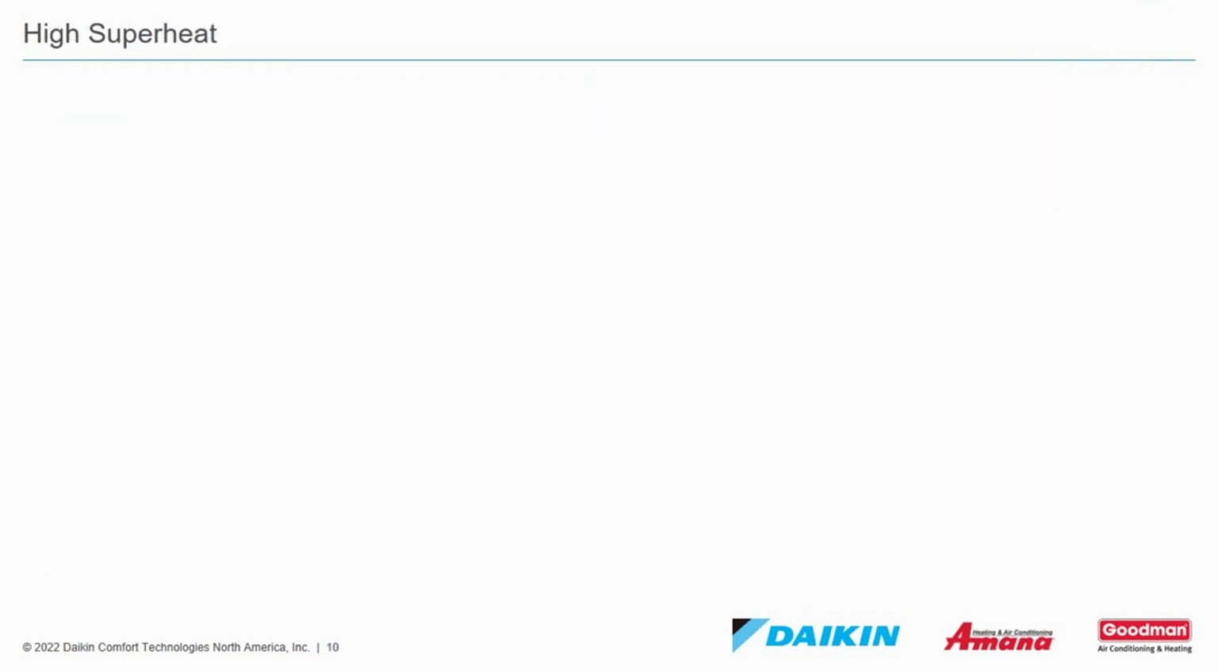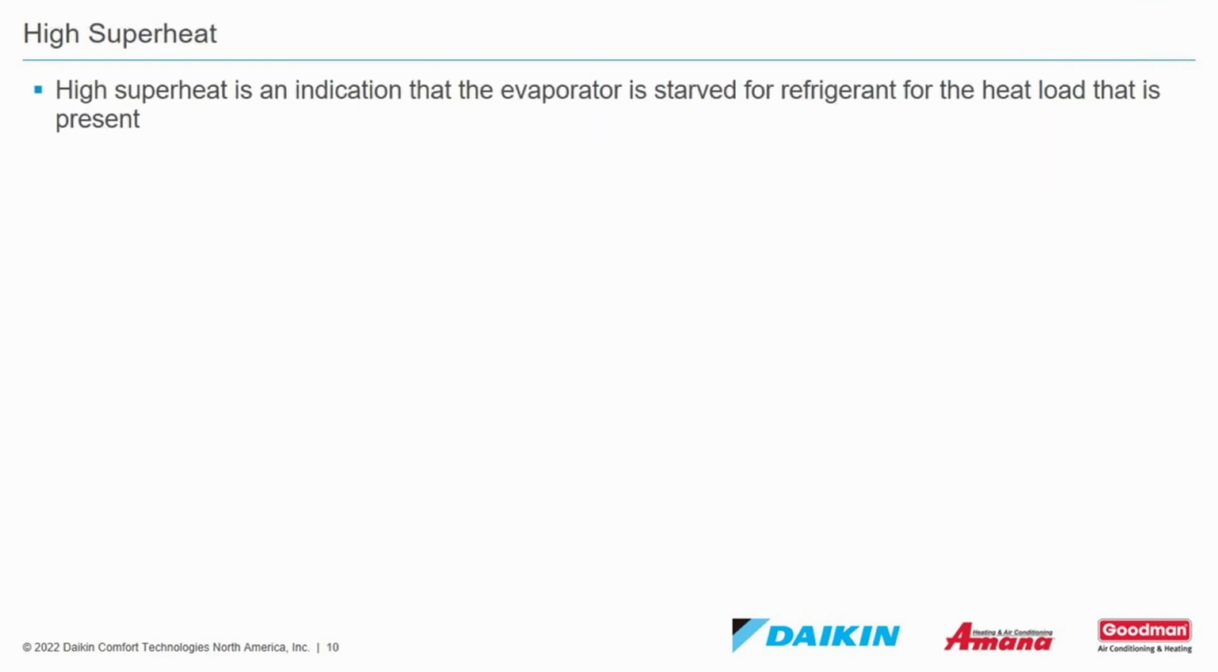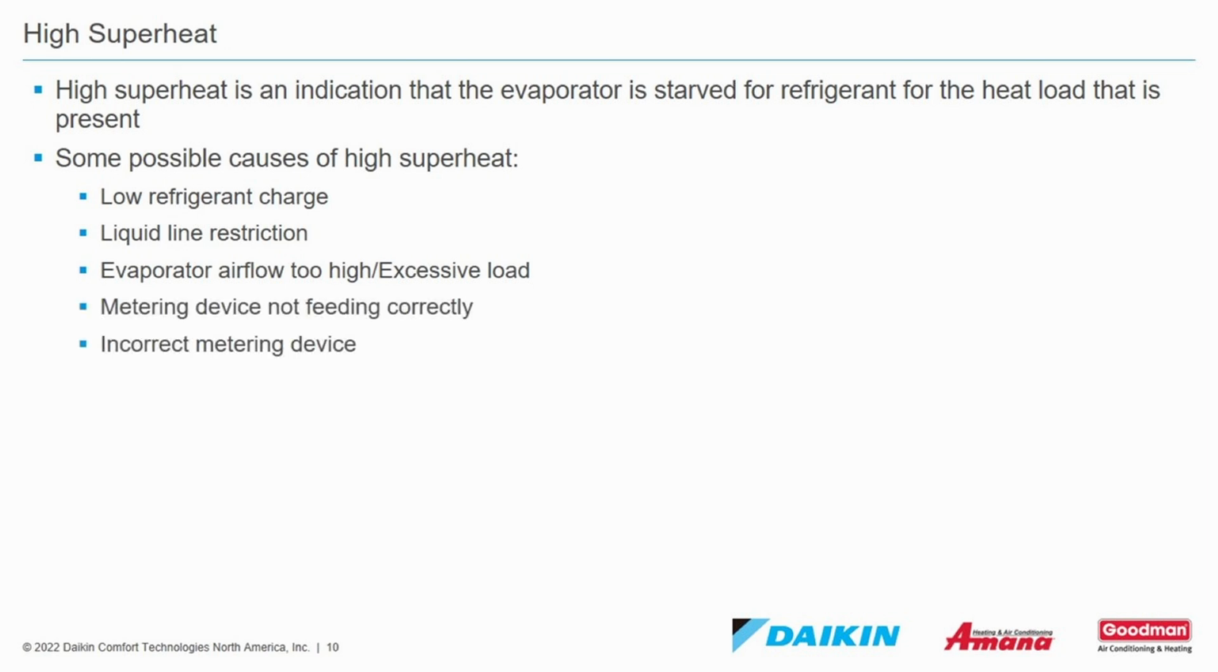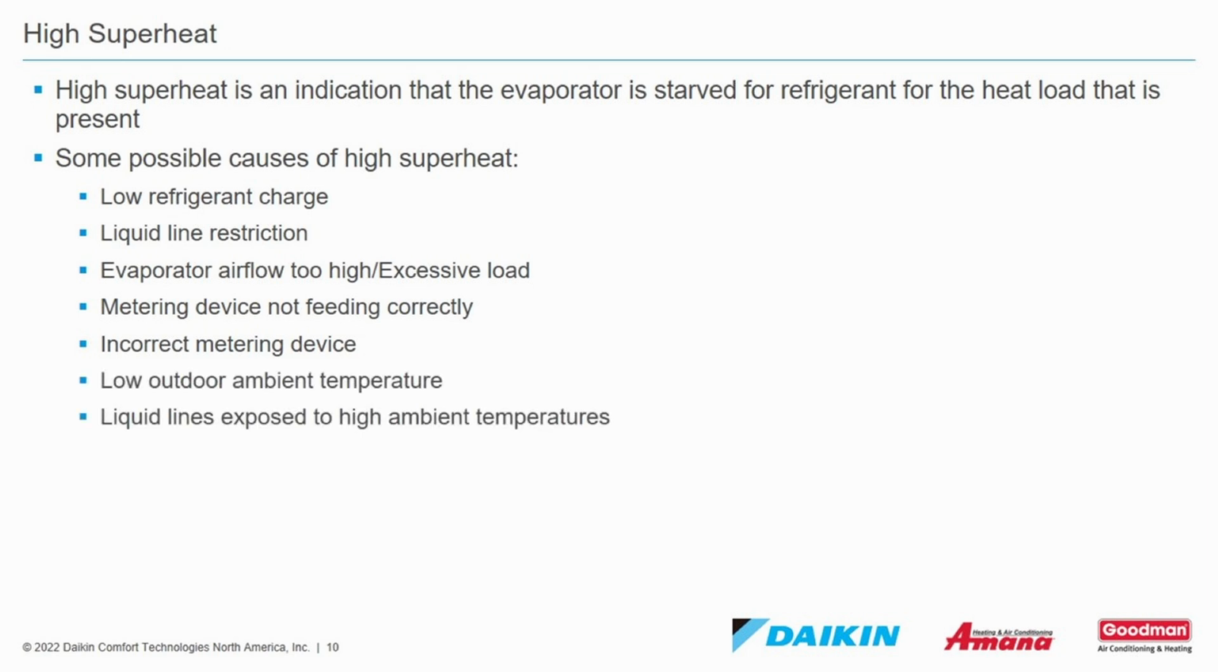High superheat. High superheat is an indication that the evaporator is starved for refrigerant for the heat load that is present. Some possible causes of high superheat may be low refrigerant charge, liquid line restriction, evaporator airflow too high or an excessive load, metering device not feeding correctly, incorrect metering device, low outdoor ambient temperature, liquid line exposed to high ambient temperatures, excessive liquid line pressure drop.